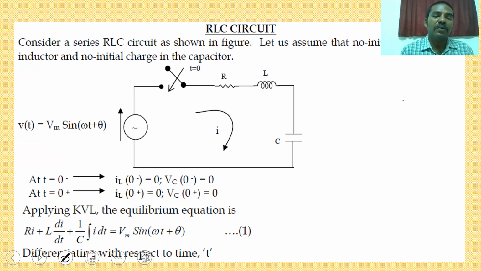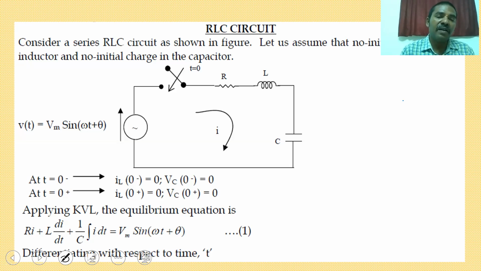Here you can get the two switching instants. At t equal to 0 minus, just before the switch is closed, no current flows through the circuit. The inductor current is 0, and the capacitor voltage drop is also 0, because we are assuming the inductor and capacitor are under relaxed condition. Then at t equal to 0 plus, the switch is immediately closed. The inductor never takes instantaneous current and the capacitor never takes instantaneous voltage. So the inductor current is 0 and the capacitor voltage drop is also 0.